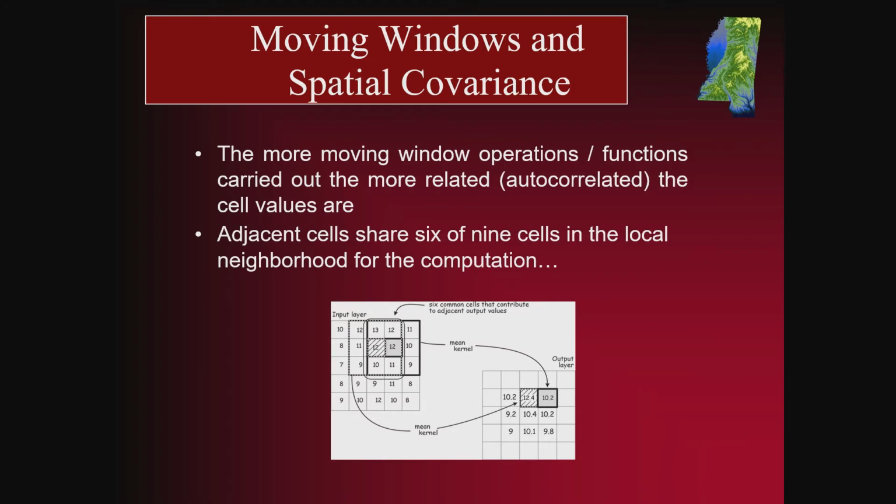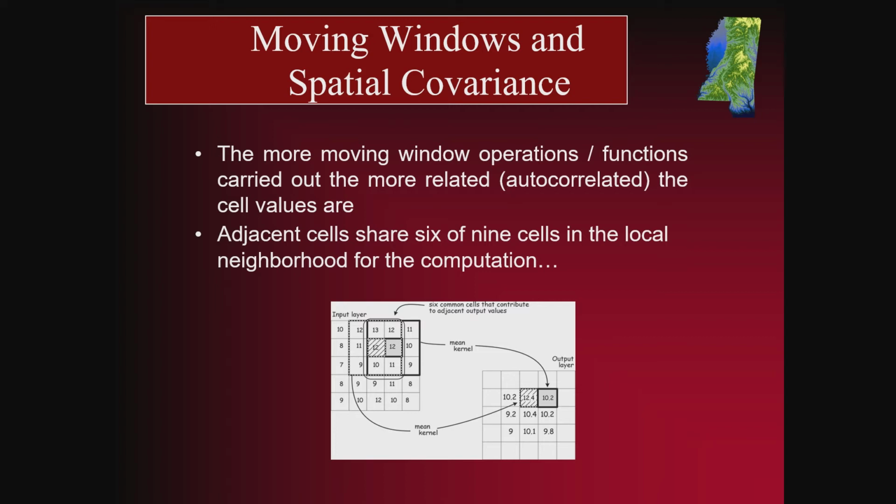I already mentioned another reason for doing moving windows, and that is to look at the spatial covariance. The more related they are, when you do a moving window operation, your values in the moving window become more related to each other. So you're increasing the spatial autocorrelation of your data set when you run a moving window, a focal neighborhood operation.